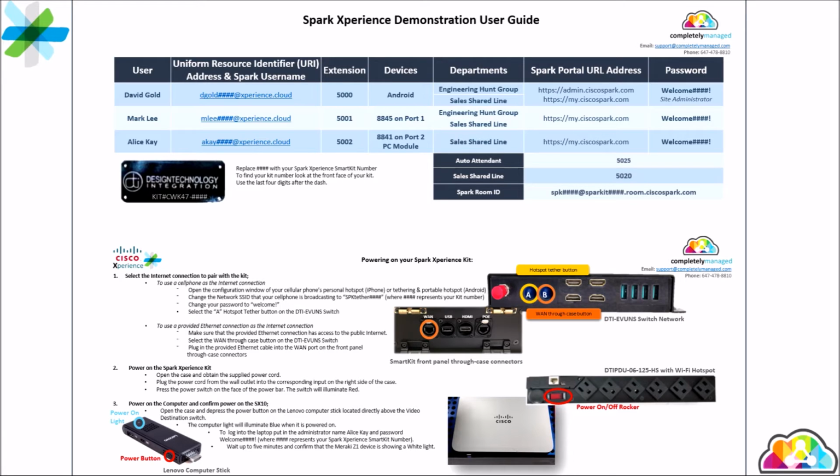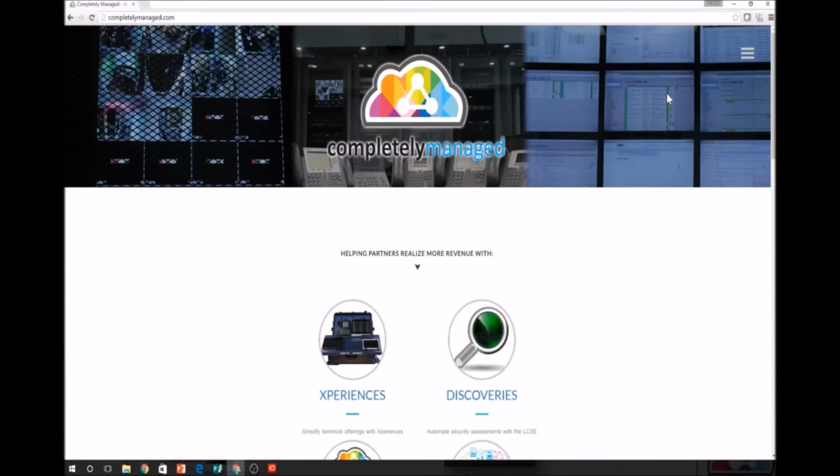Well, that's everything that we need. Let's flip on over to the Spark Administrator portal. So Cisco recommends using Chrome, Firefox, or IE Release 11 or higher. For today's demonstration, I'm using Chrome. Type in admin.ciscospark.com.